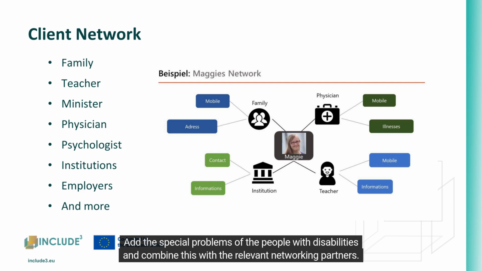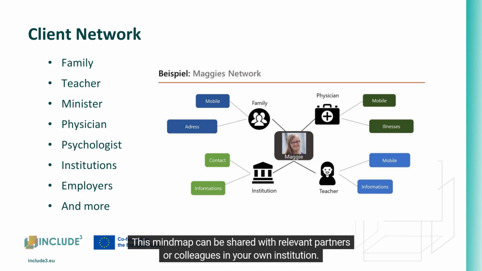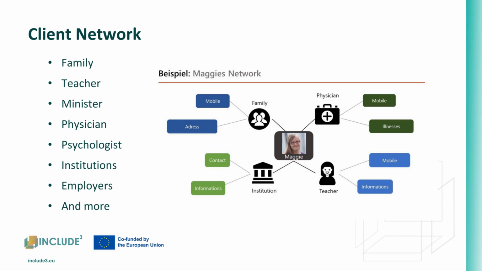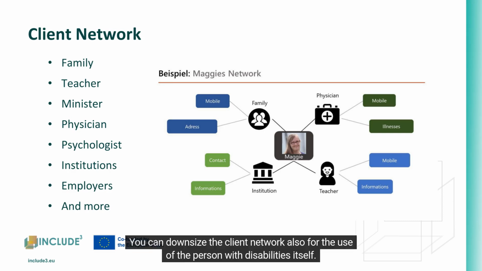Add the special problems of the people with disabilities and combine this with the relevant networking partners. This mind map can be shared with relevant partners or colleagues in your own institution. Keep in mind that it is usable for other social workers in case of your vacancy or other kinds of absence. You can downsize the client network also for the use of the person with disabilities itself.